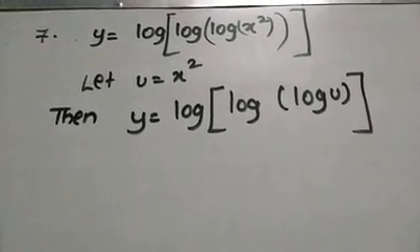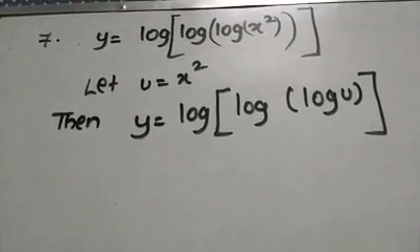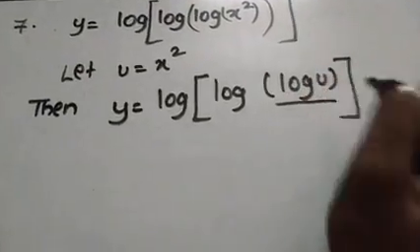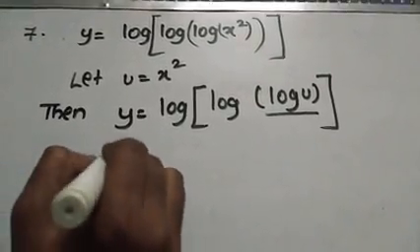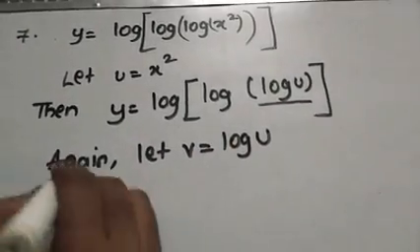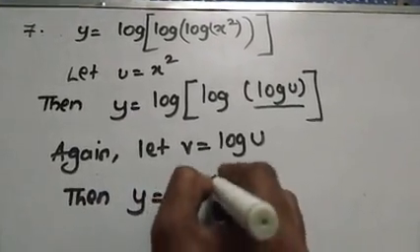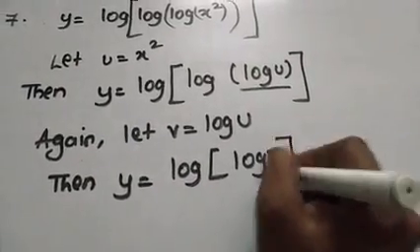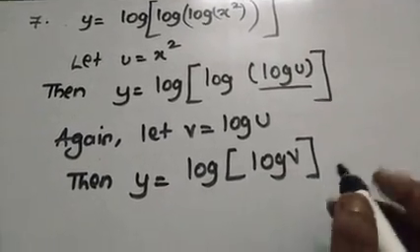Okay, as our target is to convert this full question into a simple log of some variable. That variable can be anything, u, v, w, x, y, z, anything. Now again, we assume this log u as v. Then again, let v equals to log of u. So then y equals to log of this part as v, and finally we'll assume this log v as w.